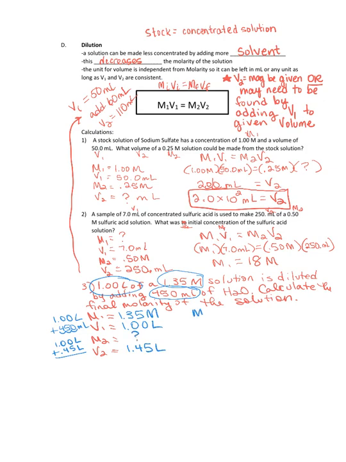So now we have M1 V1 equals M2 V2. M1 is 1.35 molar, V1 1.00 liters. M2 is what we're looking for. V2 is 1.45 liters. Solving for M2, we take 1.35 times 1, divide it by the 1.45 liters, and we get a new molarity of 0.931 molar.